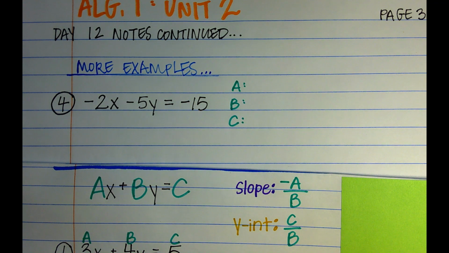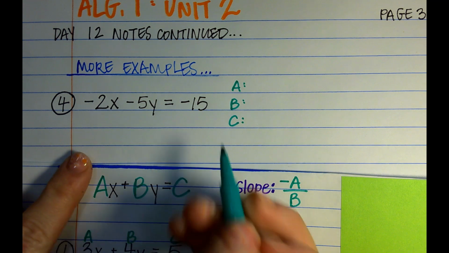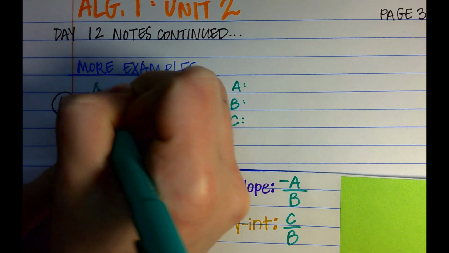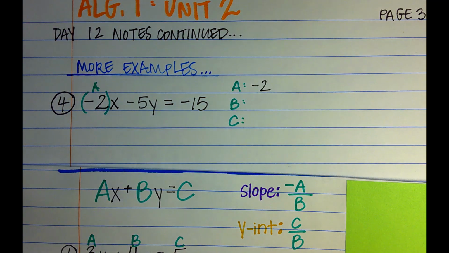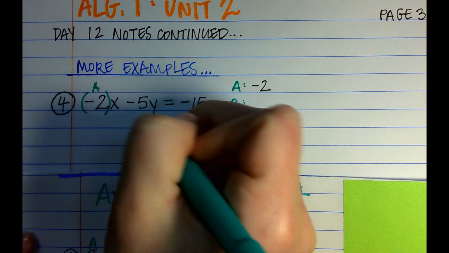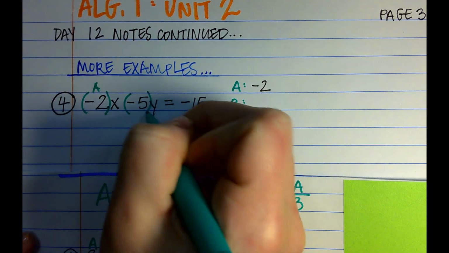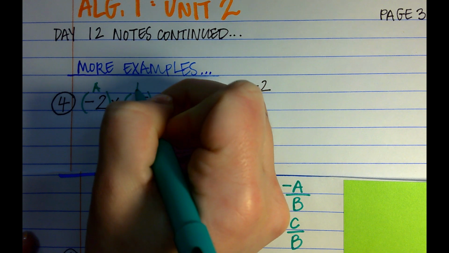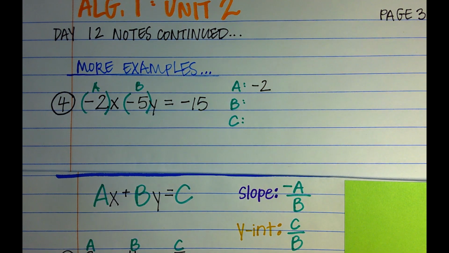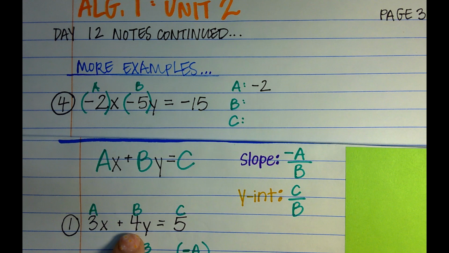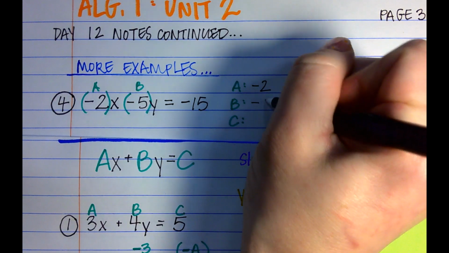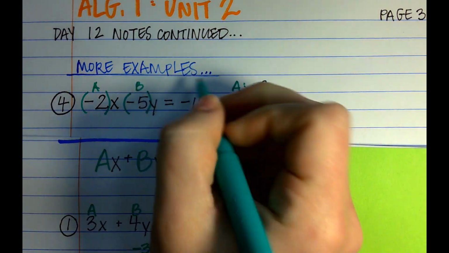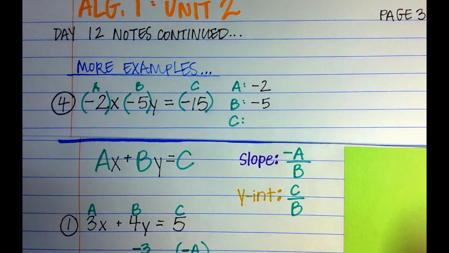What number do we have for a? Negative 2. Good. We've got negative 2 for a. What about b? Negative 5. Ah, yes. Since we have minus 5y, that means our b is going to be negative. We have negative 5 for b. You'll notice in the other examples, we would have a positive b if it was plus something y. But since we have minus 5y, our b is negative 5. C is negative 15. Good.